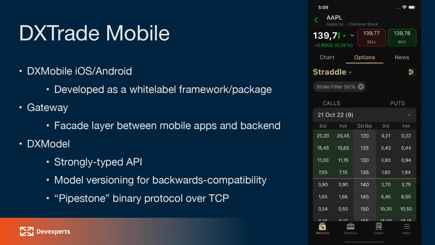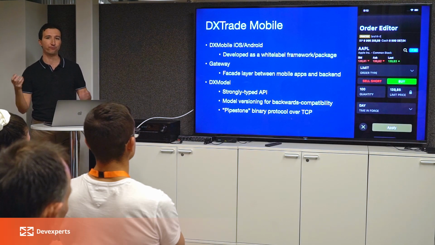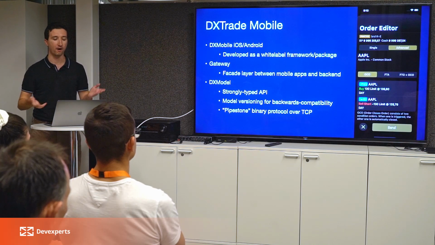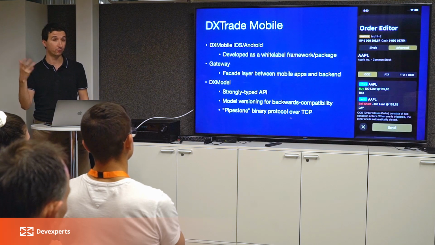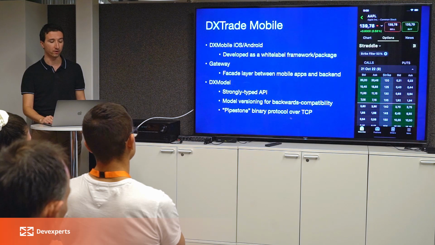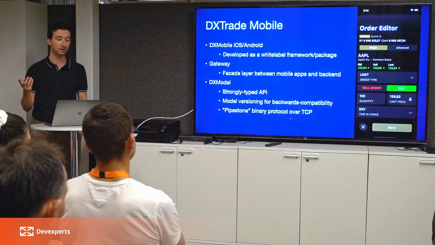And so the DX Model component contains API definitions. We have a strongly typed API. So basically the mobile apps receive objects. They don't need to parse JSON or some other format. Basically they receive objects that they can further work with. It also helps us with versioning.